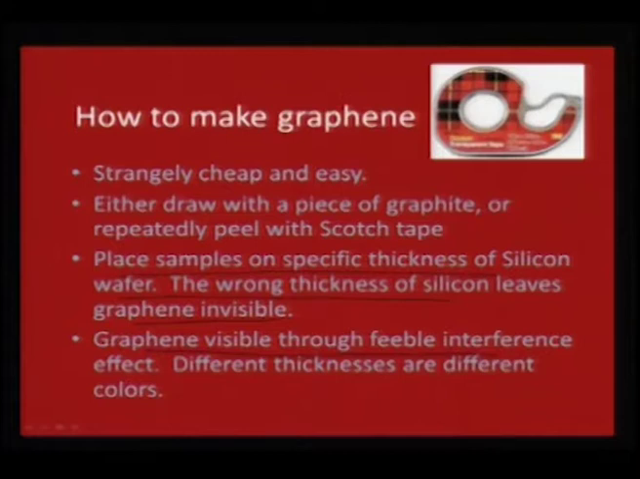through a feeble interference effect. Different thicknesses are of different colors. So, we can easily map from SEM what is the thickness of the graphene layer that you have. Now, we can map it using an optical microscope for a quick analysis. SEM and AFM can give you a proper idea.